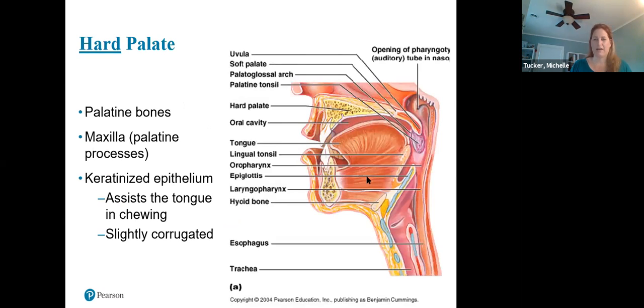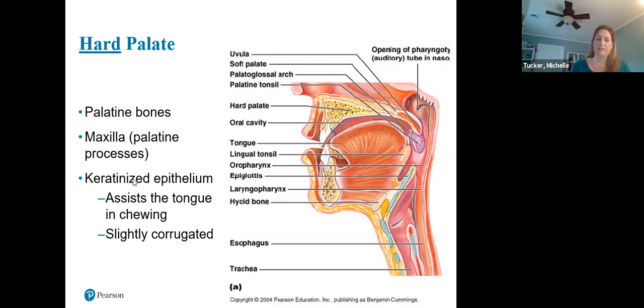So we have the oral cavity. We're going to talk about the hard palate, the soft palate, the tongue, and then we'll circle back to the salivary glands. The hard palate is hard because it is made up of bones. It is made up of the palatine bones, as well as the palatine processes of the right and left maxillary bones. So the hard palate is made up of bone, and it is lined with a slightly keratinized epithelium.